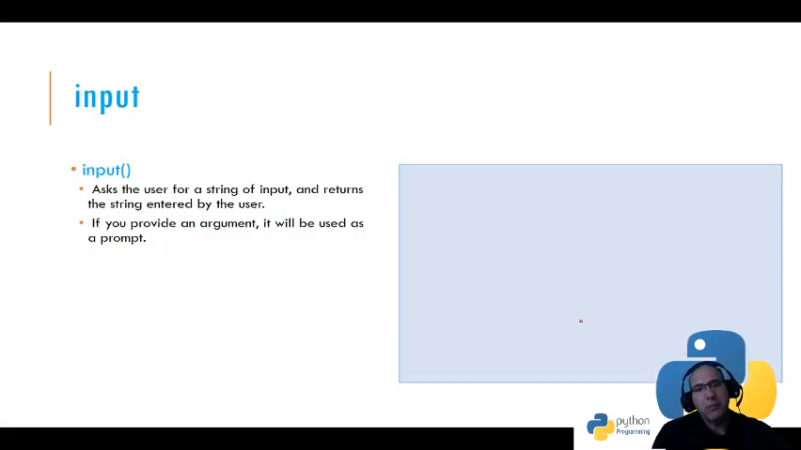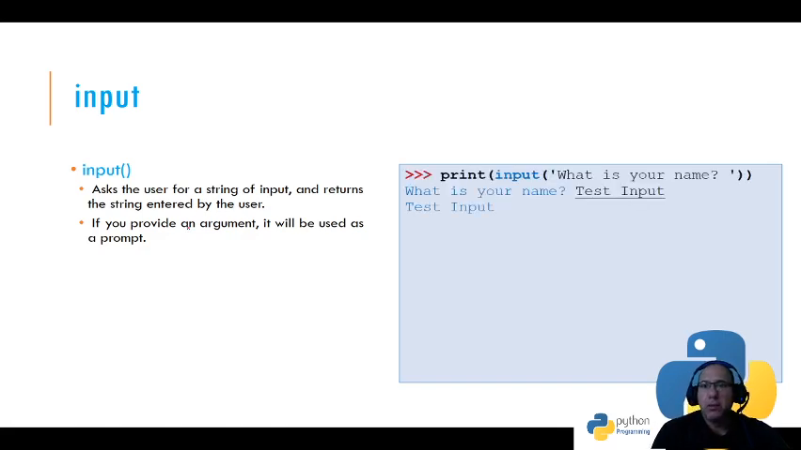So one more thing to learn before we end is the input. Sometimes you need to ask the user to enter something. For example, I may need to ask you about your name. What is your name? So input will ask the user for a string. Whatever is entered by the user will be received as a string, and then in here I print out whatever the user entered. So this is shown from this message, and then I typed test input, and then print will take test input and will print it out.